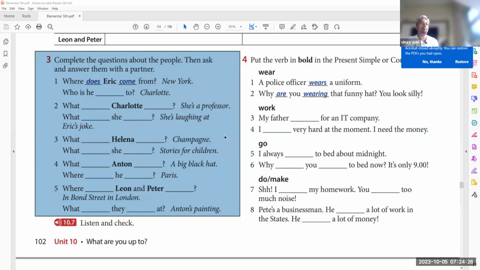Number four. A big black hat. What is Anton wearing? A big black hat. Paris. Where does he live and work? Very good. Paris.